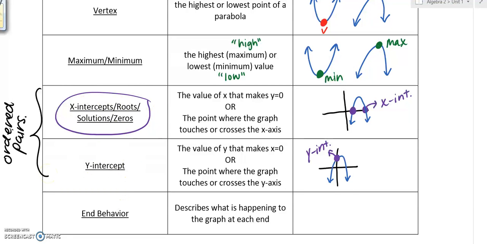The last thing I want to talk about is end behavior. End behavior describes what is happening to the graph at each end. So again, let me give you a little parabola here. Go ahead and draw it in. What we're looking for is the end of my graph. So right there where I have it circled, where those arrows are pointing, think about that. We're looking there for the end behavior, the end of those lines.